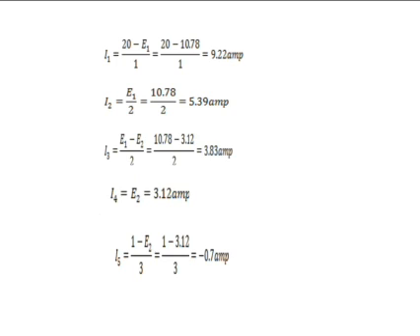equals 3.83 amps. The same thing, I4 equals E2 divided by 1, that equals 3.12 amps. I5 equals 1 minus E2 divided by 3, 1 minus 3.12 divided by 3, that equals 0.7 amps. Thank you.